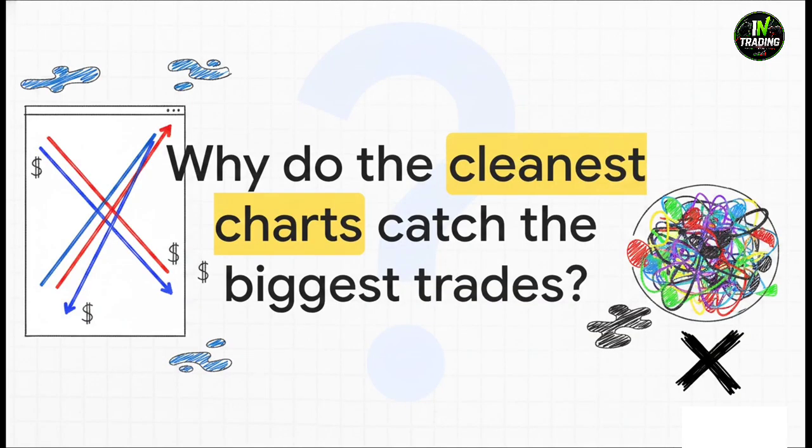So I really want you to think about this for a second. Why is it that the absolute cleanest charts actually catch the biggest trades? I mean, we've all seen those crazy setups, right? The ones with 5 different indicators flashing all at once, just creating this massive chaotic mess on the screen. But by the time we finish up here, you'll see exactly why having just 2 simple lines on your chart literally destroys a screen full of messy indicators. We are going to strip away all that noise and just focus on what the market is actually telling us.